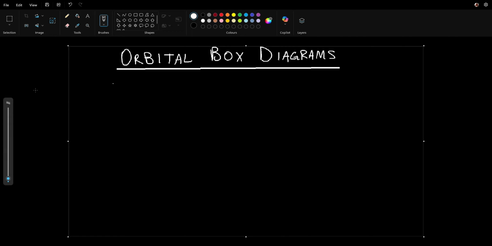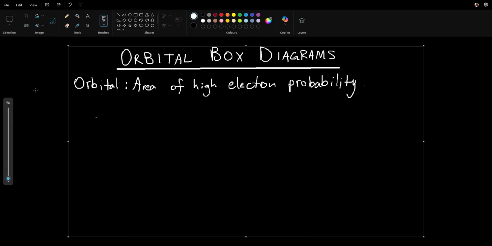Okay, so starting off, what are orbital box diagrams? As you remember, an orbital is defined as an area in space where it is likely to find an electron. We talked about electron configuration last time, so I'm just going to go over a quick example reviewing what we did. For our first example, we're going to write the electron configuration of carbon. If you look on your periodic table, you will see that carbon is element number 6. It has 6 electrons, and it is in the p block.